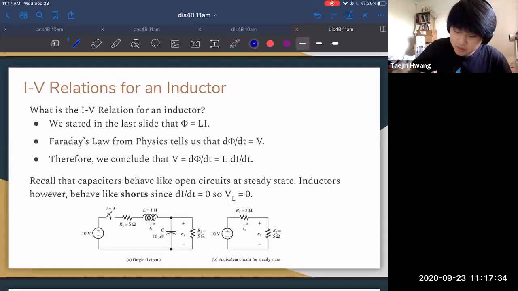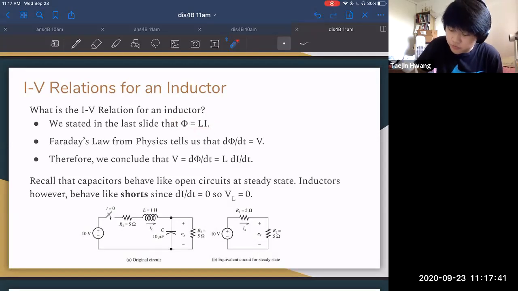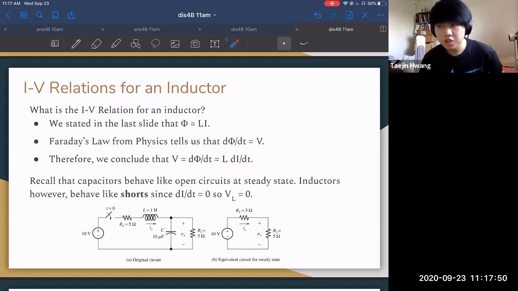So if we look at these mathematical equations, we can take the derivative of the first equation with respect to t to get d phi/dt, which is equal to the voltage, and that is equal to L di/dt, since L is a constant. So we can therefore conclude that the voltage across the inductor is equal to L di/dt. Any questions about how we derive this idea that V is equal to L di/dt?